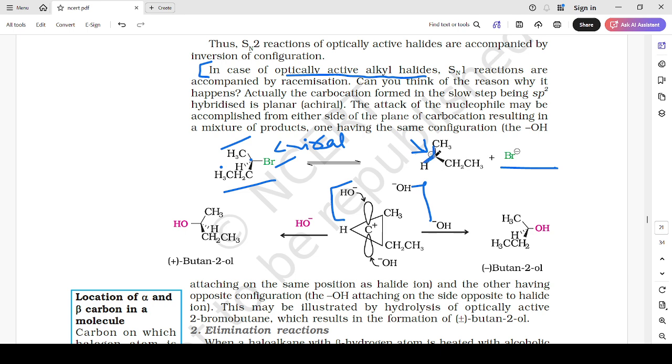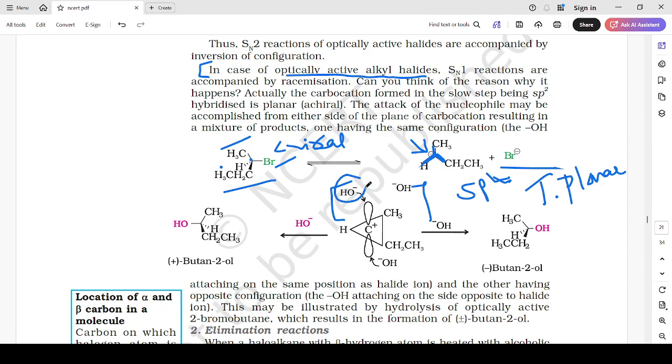How many bonds has it made? 3 bonds. So what is the hybridization? It is sp2 hybridized. When I say sp2 hybridized, what is the geometry? Trigonal planar. What do you mean by trigonal planar? That means it is on the plane.